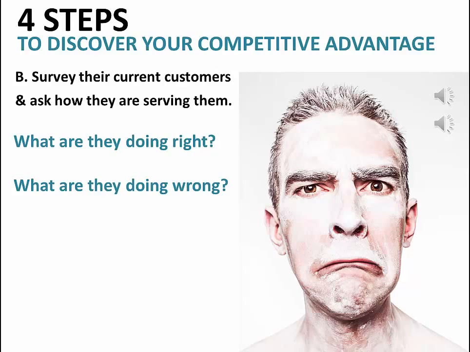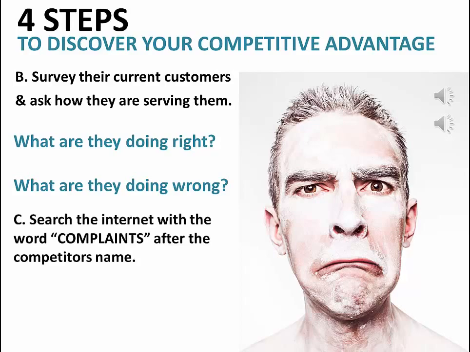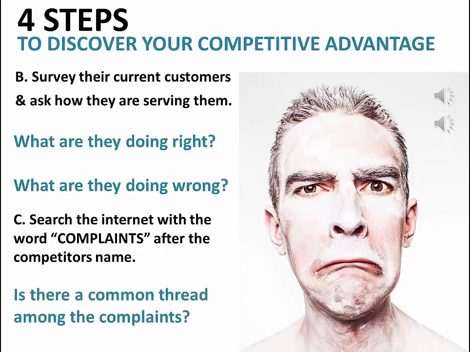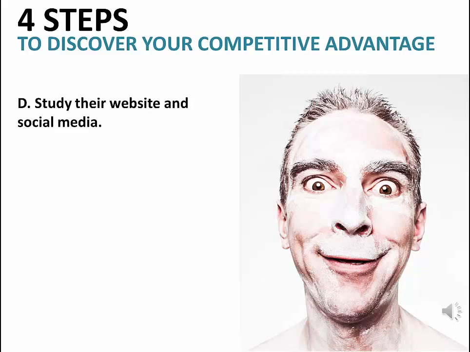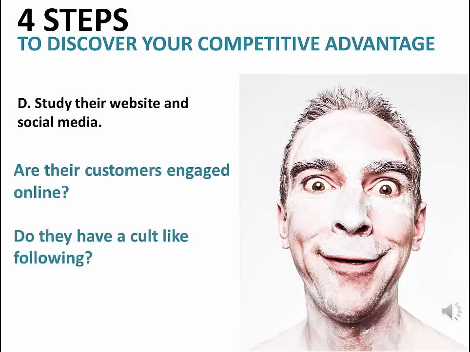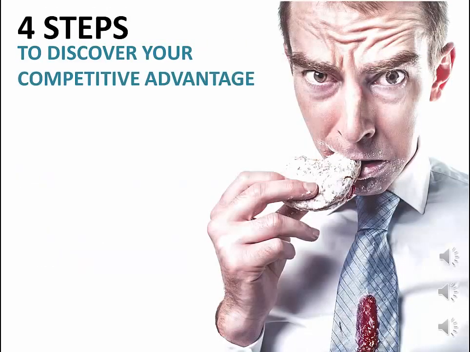A third way that you can find the competition's weaknesses is to do a simple internet search with the word complaints after the competitor's name. You might discover something that they are doing continually wrong. You can find out if there is a common thread among these complaints. You might also consider studying their website and their social media. Do they do things with excellence? Are their customers engaged online? Do they have a cult-like following? What is their marketing style?